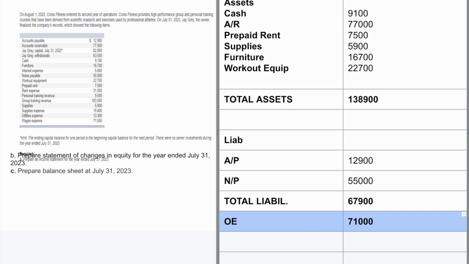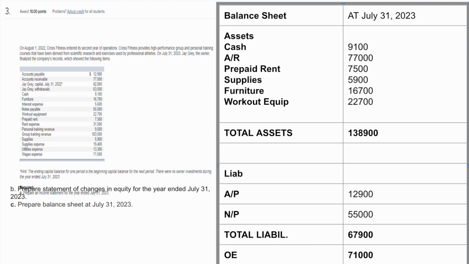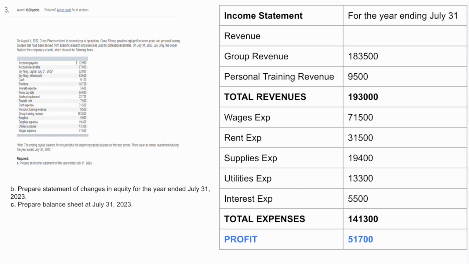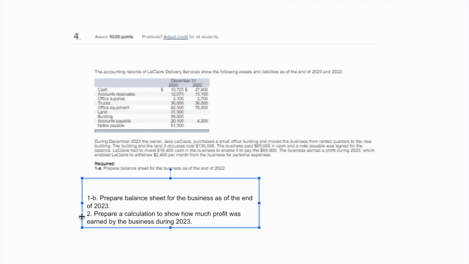Okay, so now I've got three things here. I've got total assets, total liabilities, total owner's equity. If I add up total liabilities and owner's equity, you will find that the total comes to $138,900. Now you'll notice too that that balances the total assets as it's supposed to. 138.9, 138.9. So that is the solution to our problem. We have calculated the balance sheet, the statement of equity, and the income statement. So next we'll take a look at number 4.